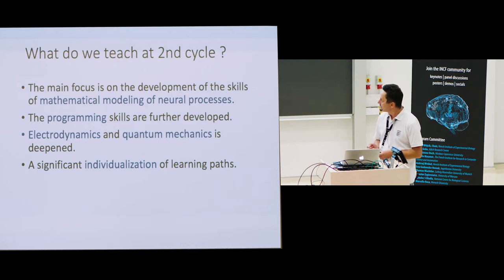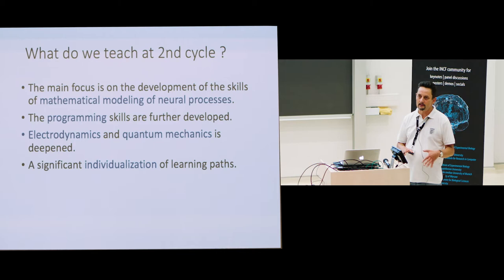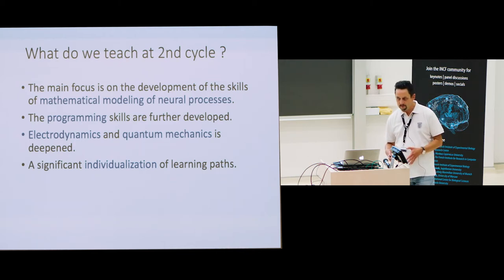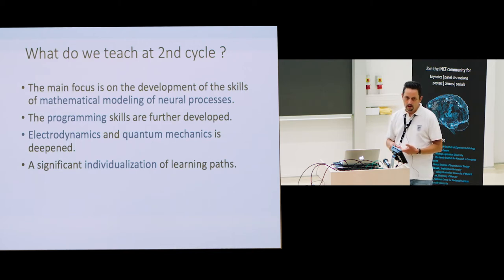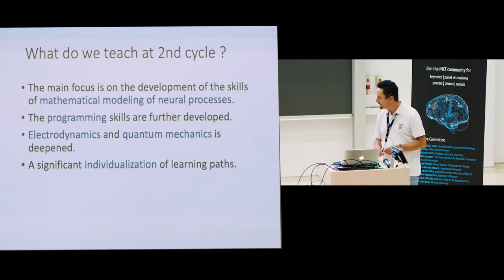What do we teach at the second cycle? Our idea was that at the first cycle we mainly focus on signal recording and analysis, and the second cycle goes for mathematical modeling of neural processes. So we teach them modeling in Neuron, in MATLAB, and general mathematical modeling, so with just equations and, for example, also graphical analysis and quantitative analysis of equations. There are also some further developments in physics, like courses on electrodynamics and quantum mechanics.